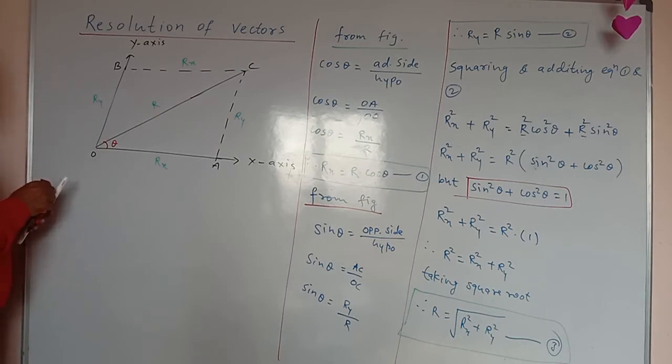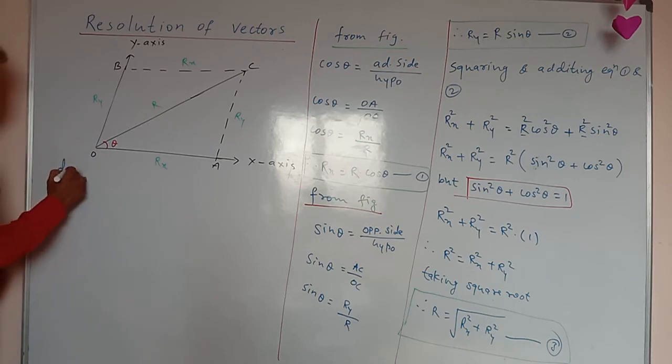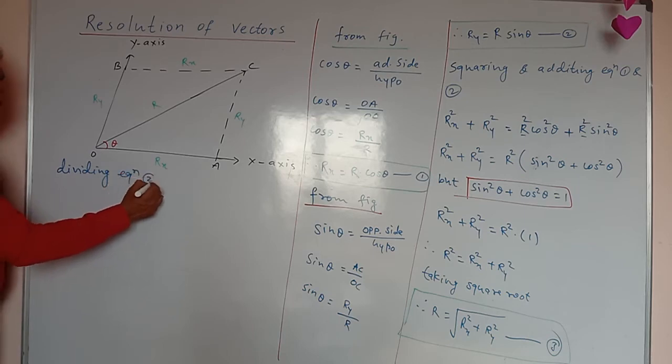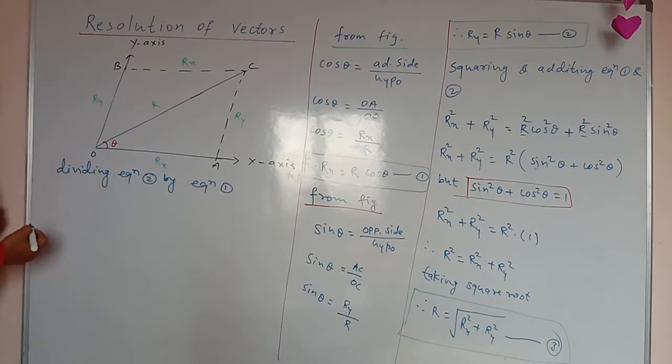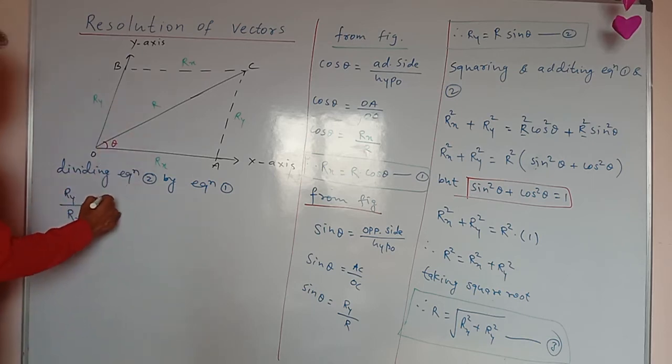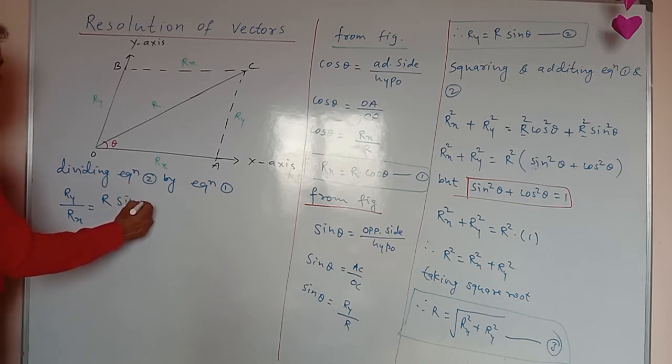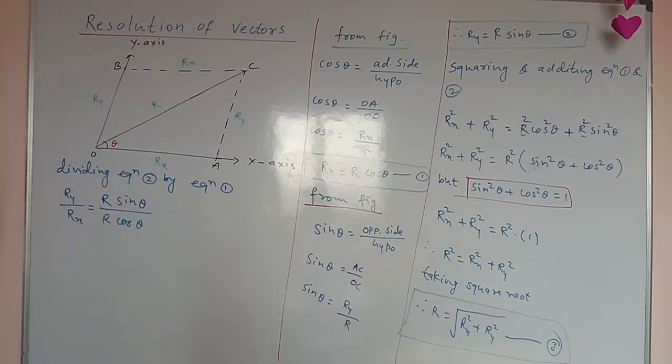So we can write here, dividing equation 2 by equation 1. What is equation 2? That is Ry, upon equation 1, that is Rx, is equal to the value of Ry, R sin theta, divided by R cos theta. Okay, so R sin theta upon R cos theta.